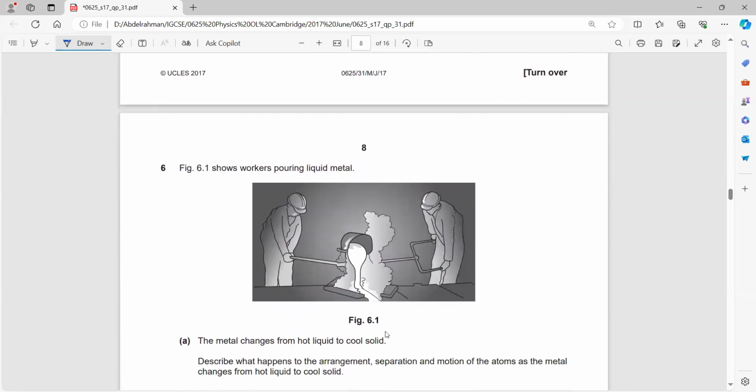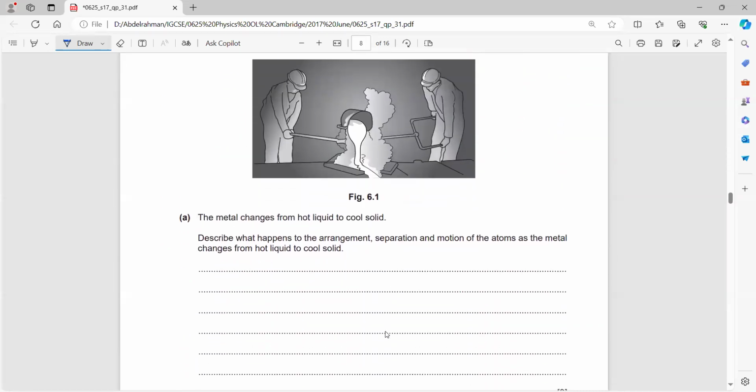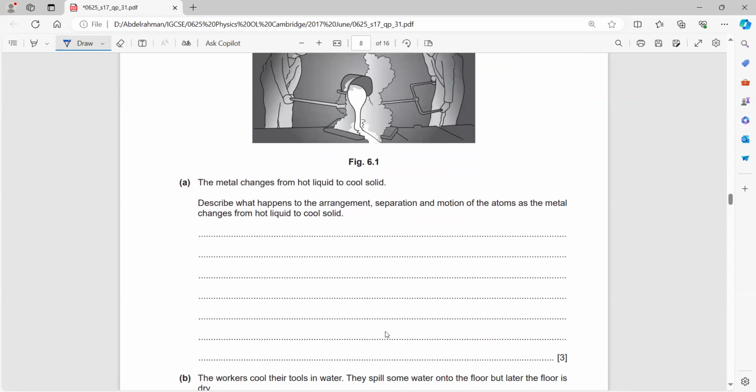The metal changes from hot liquid to cold solid. Describe what happens to arrangement, separation, and motion as it changes from liquid to solid. Arrangement, separation, and motion. Three things. What happens to the arrangement? It was something and it became something else.